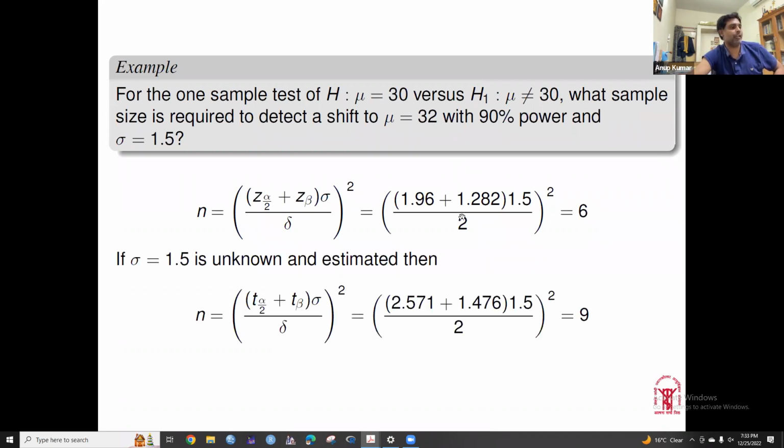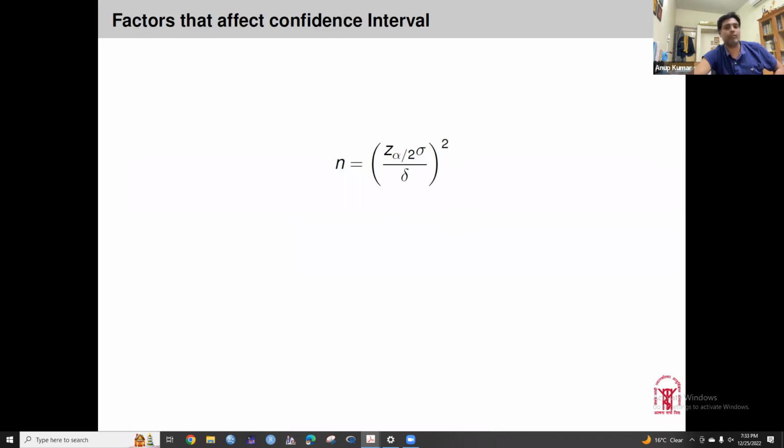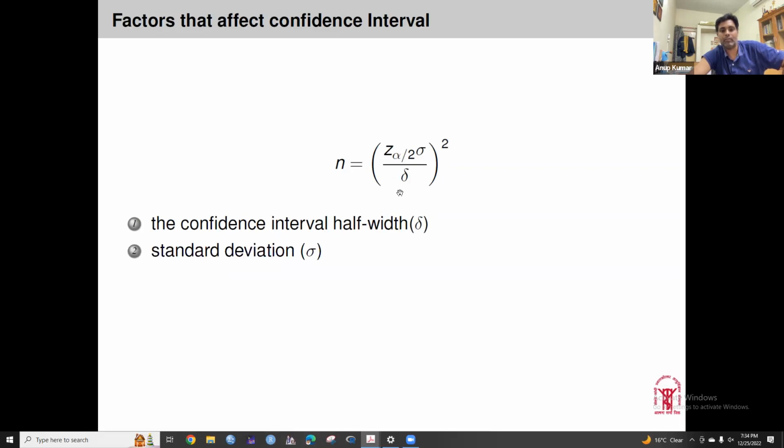Just I have shown it here. Okay. Now factors that affect confidence interval. जब हम n का formula confidence interval से निकालते हैं, जहाँ पे z beta is not there. So this margin of error, standard deviation, and confidence level z alpha by 2, these three values affect the sample size. Obvious ही बात है, अगर standard deviation ज्यादा होगा हमारे डेटा में, we need more sample. अगर हमारा margin of error ज्यादा होगा, we need less sample. If we want more precise estimate, we need more sample.